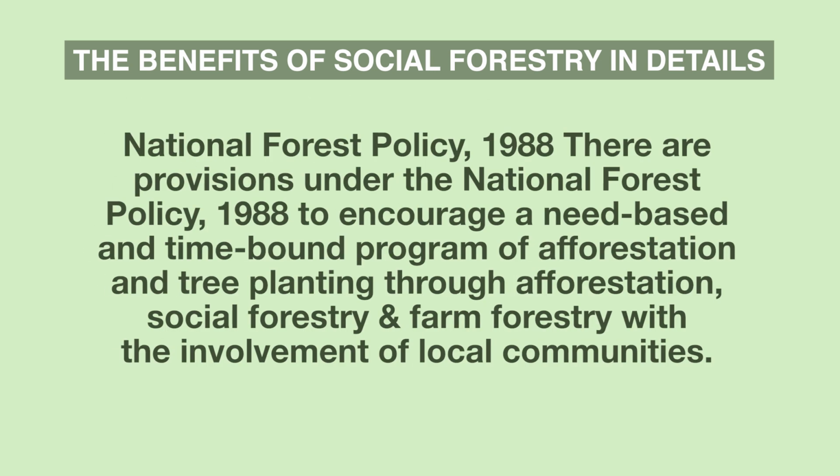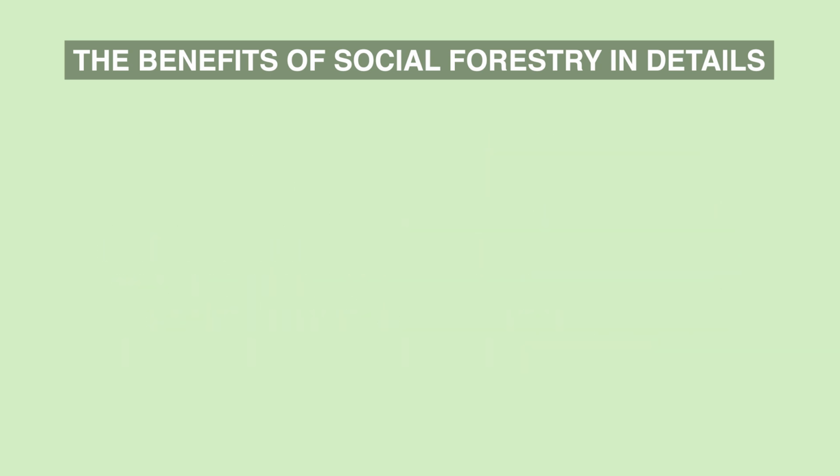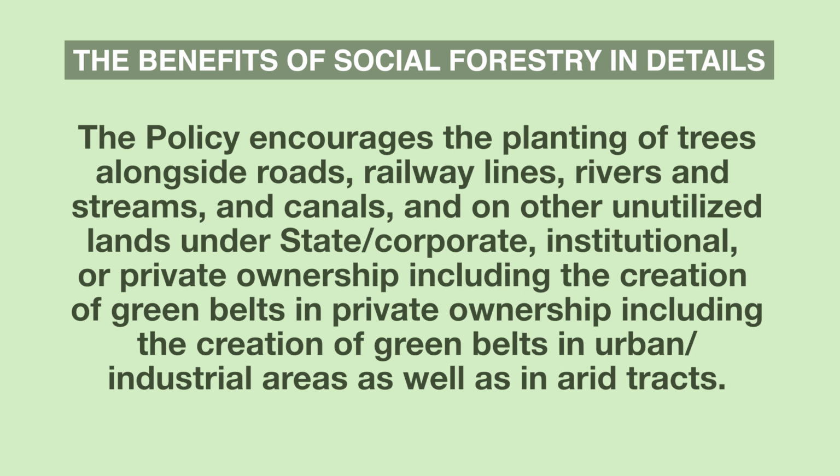National Forest Policy of 1988 gives provisions under the National Forest Policy to encourage a need-based and time-bound program of afforestation and tree planting through afforestation, social forestry and farm forestry, with the involvement of local communities. The policy encourages the planting of trees alongside roads, railways, rivers and streams, as we talked about earlier, because all these are processes of social forestry. And institutional or private ownership, including the creation of green belts in even urban and industrial areas, as well as in the arid tracts.